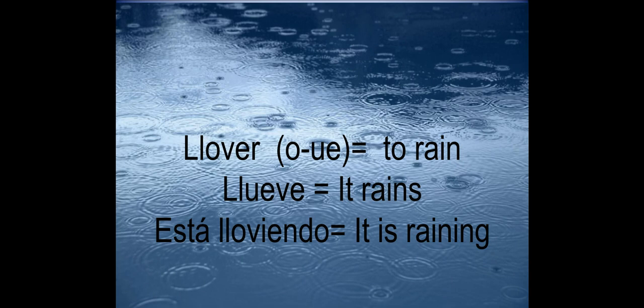Okay, two more verbs we're going to look at. Sometimes we may just use a verb or verb phrase to discuss the weather. Llover, an O to UE stem changer, means to rain. So we can say llueve. El martes llueve. On Tuesday, it rains. Or está lloviendo hoy. It is raining today. Both of those can be used to say it is raining. Llueve or está lloviendo.